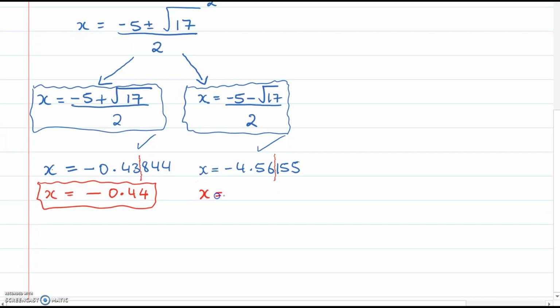On this one we have x equals negative 4.56, because the 1 is too small to bump the 6 up. So let's say those are our answers correct to 2 decimal places. The earlier answers that included the square root sign were the actual exact answers. What we've got here are 2 approximations of that.